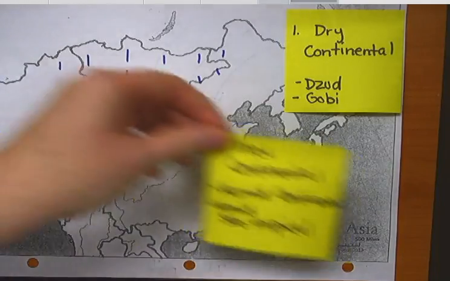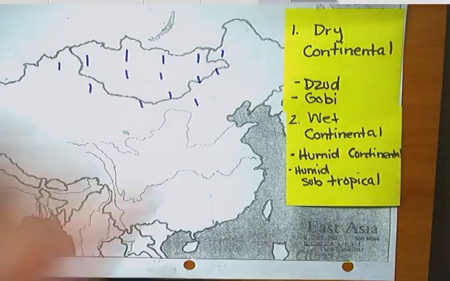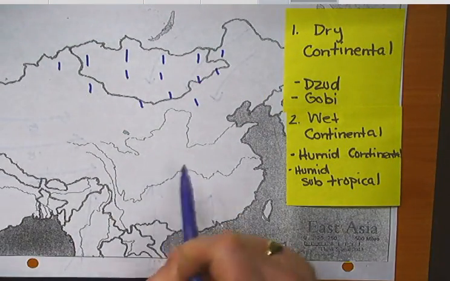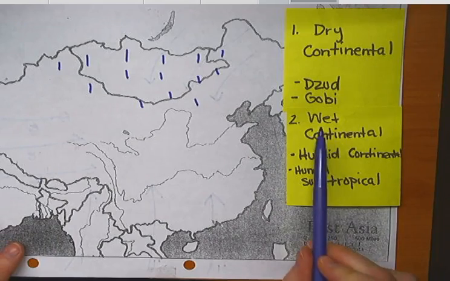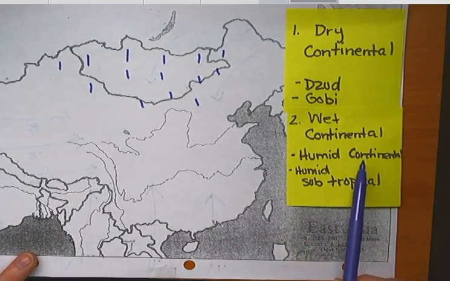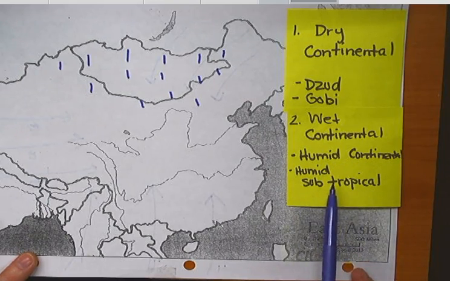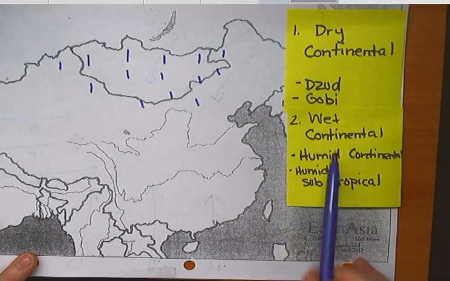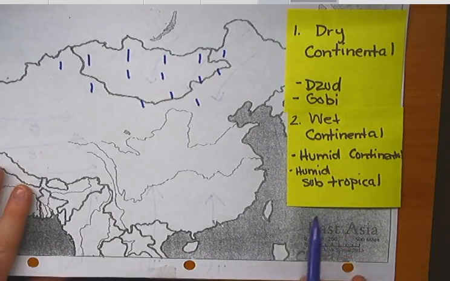The next climate that we will talk about is the wet continental climate, and that's influenced by those winds that were coming up from the Pacific Ocean, bringing warm, moist air. So we have wet continental, and there are 2 types of climates in here. There's the humid continental and the humid subtropical. So go ahead and write those down. Pause this recording if you need to until you're finished.